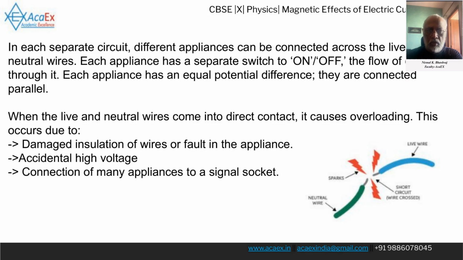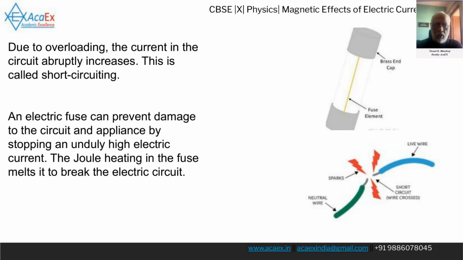Overloading. When the live and neutral wires come into direct contact, it causes overloading. This occurs due to damaged insulation of wires or a fault in the appliance, accidental high voltage, or connection of many appliances to a single socket. Short-circuiting and fuses. When overloading happens, the current in the circuit can increase abruptly. This is known as short-circuiting.